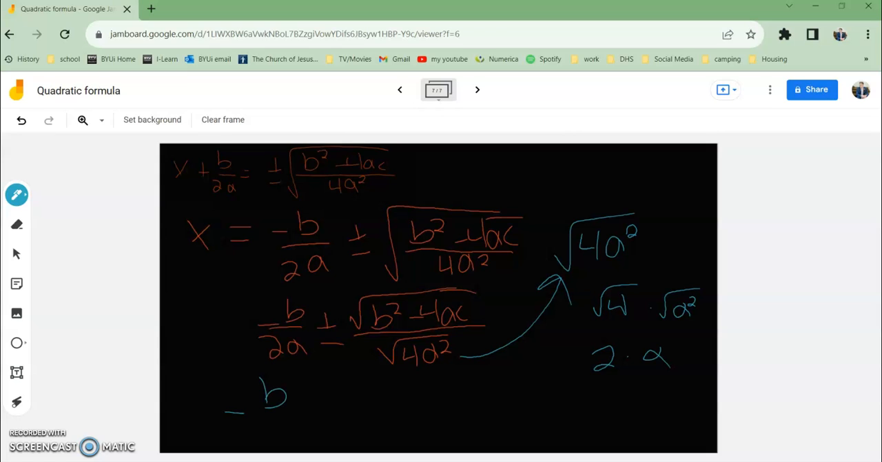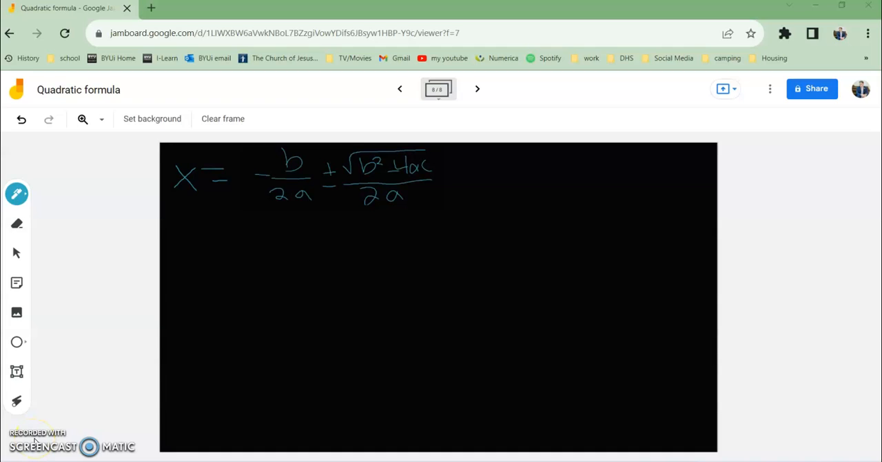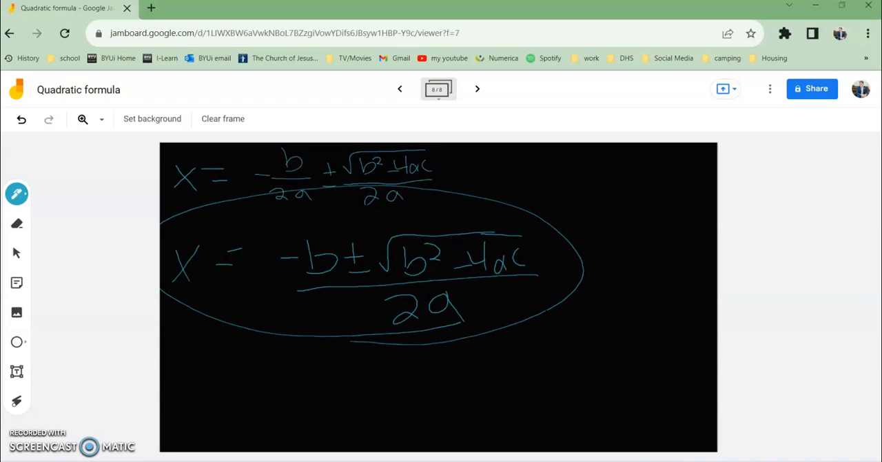So we know there's going to be negative b over 2a plus or minus the square root of b squared minus 4ac, that over 2a. Alright, and now that we have 2a on the bottom, we have a common denominator, so we can just merge the tops. So now we have negative b plus or minus the square root of b squared minus 4ac all over 2a. Hey, the song just came in my head. That looks exactly like it is. And that's how you solve for the quadratic formula.